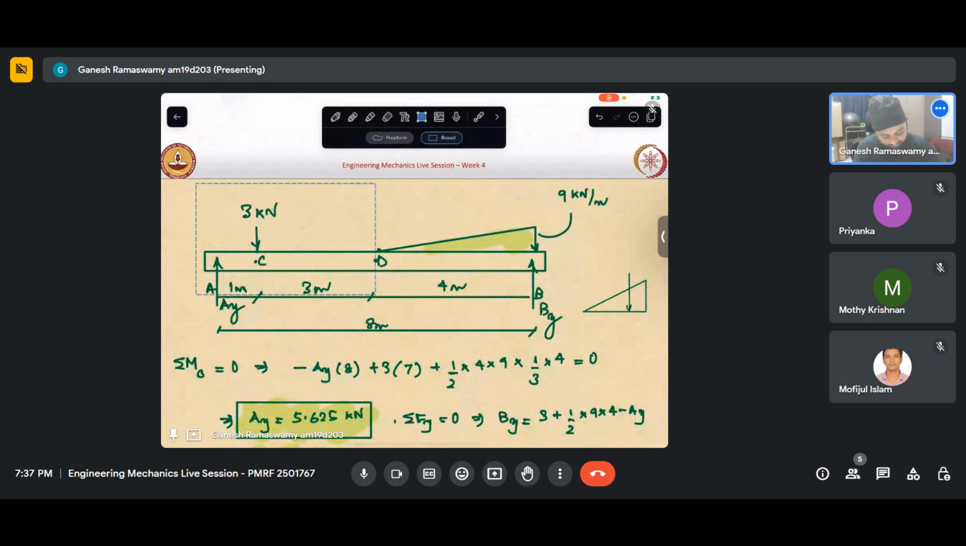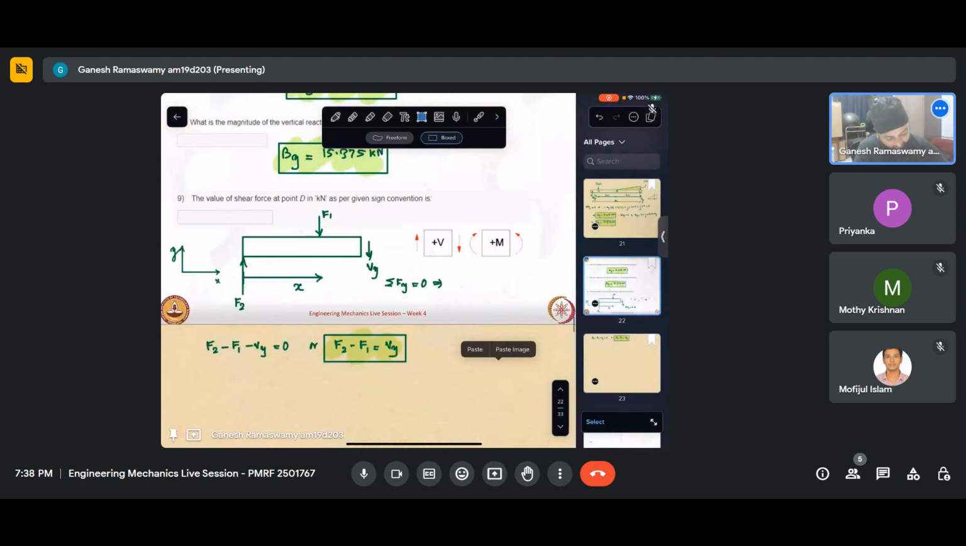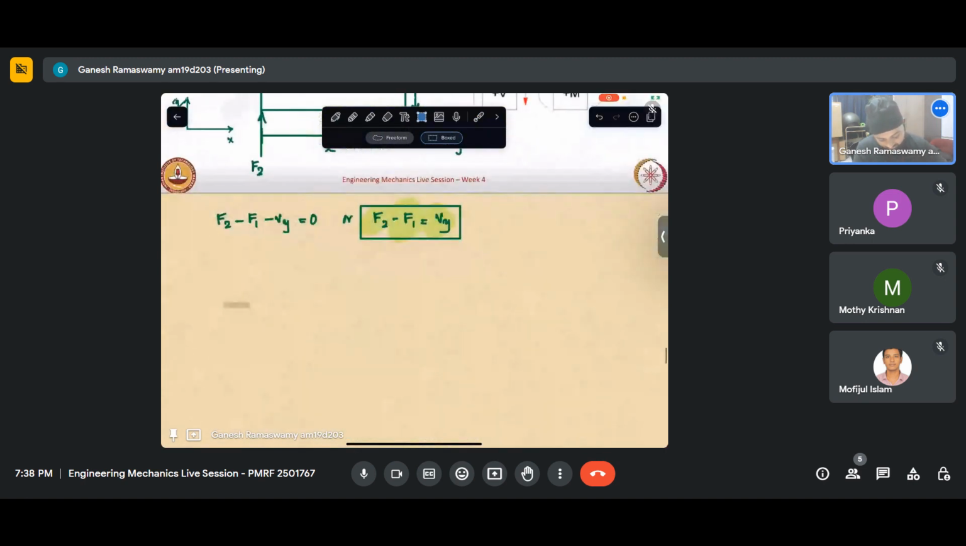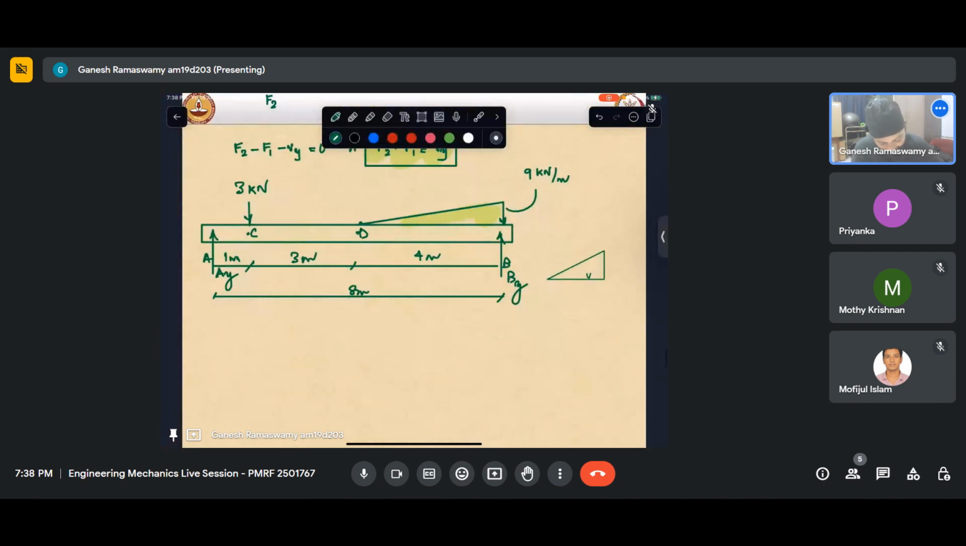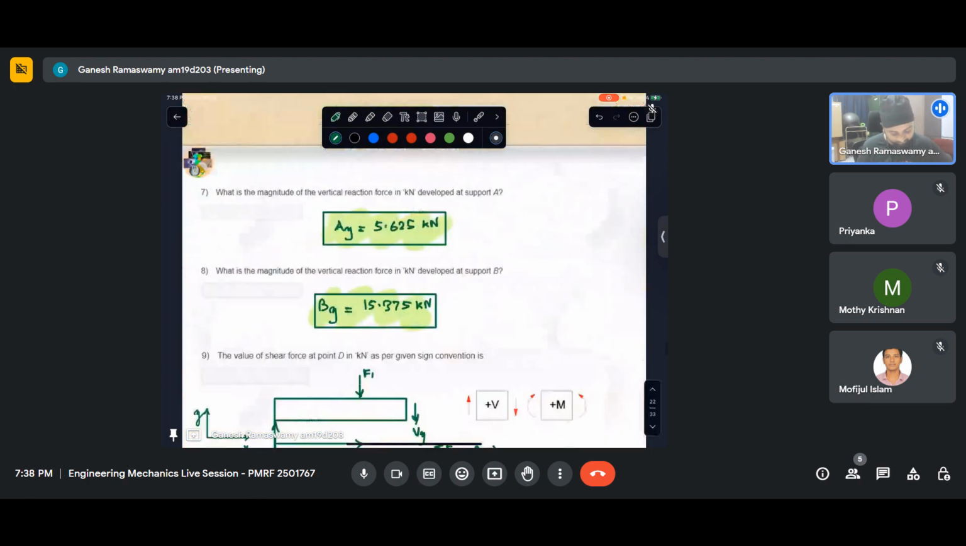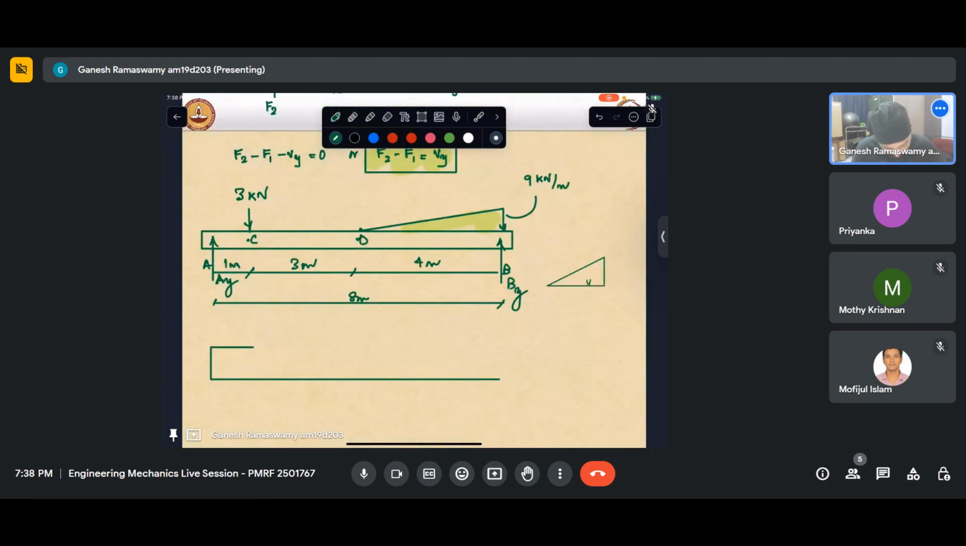Let me just copy this. I'll just put it here. So at A I have Ay that is acting. Ay is some positive quantity, some 5.75 something we saw. And then it is constant till C. And I just need to add. So if this is 5.625, then this will be 5.625 minus 3. And I keep going till point D.